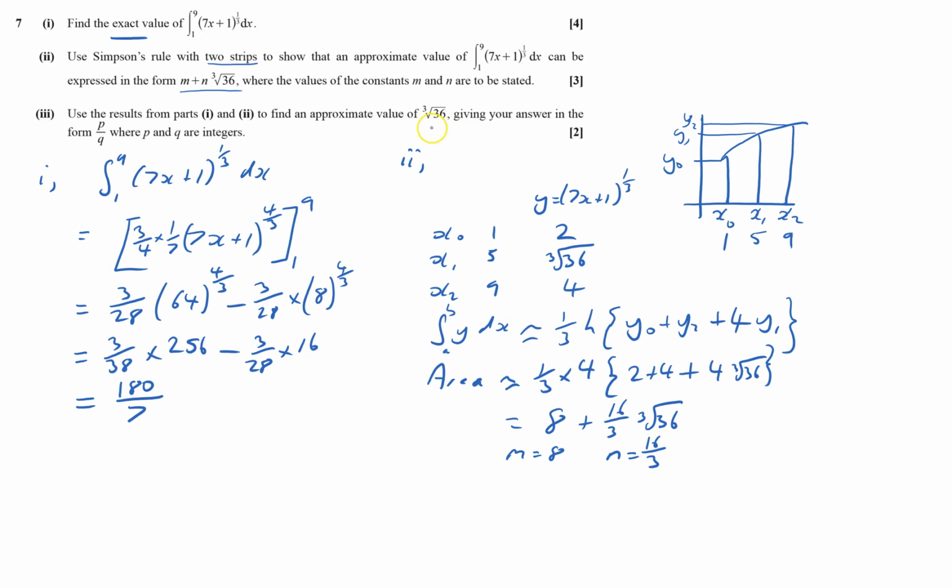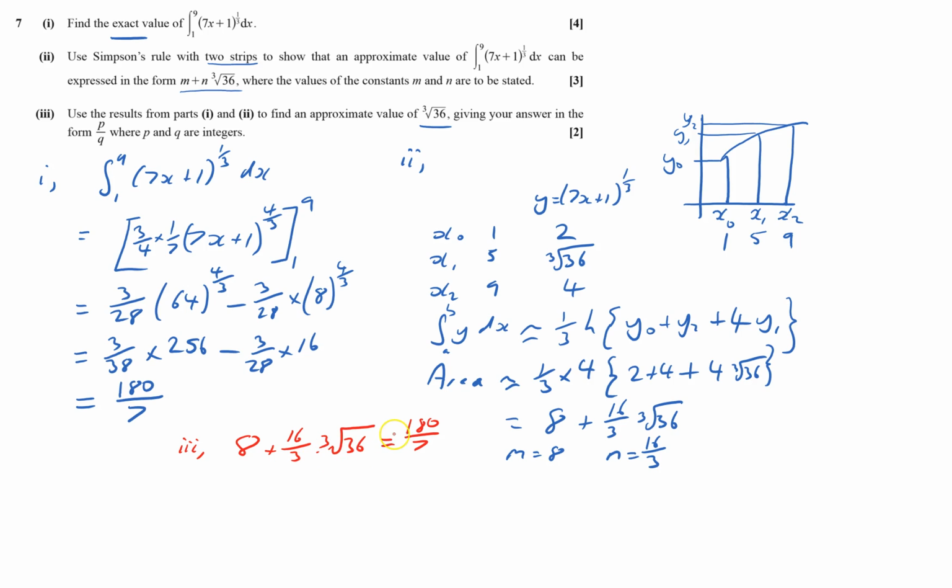And then the final bit, work out the approximate value of this. Well, we know, I'll do it in red, so part 3, we know that the approximate value of the thing, so 8 plus 16/3 times the cube root of 36. That's the approximate value. We actually know what the real value is. The real value is 180 over 7. So all I have to do is just rearrange this so I get the cube root of 36.